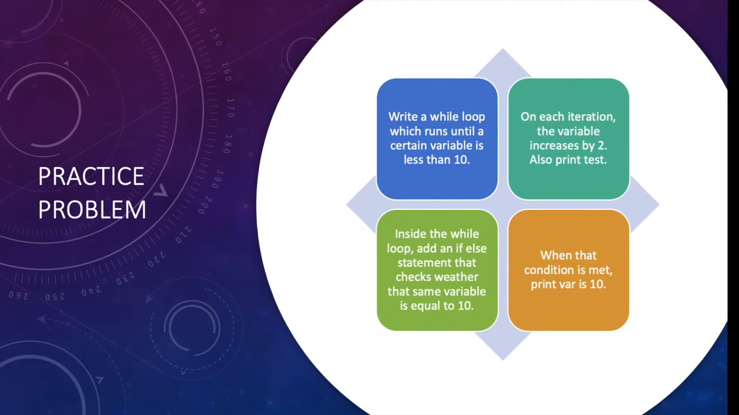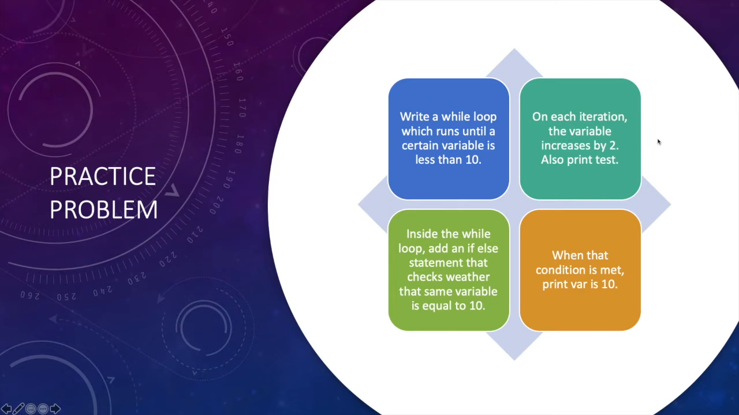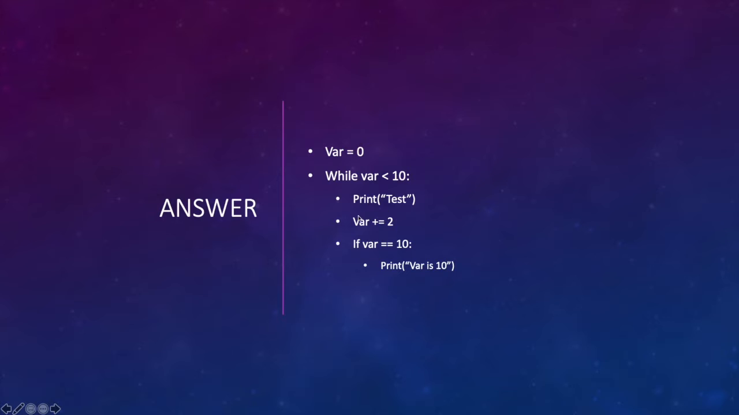Last class we left off with this practice problem. You can read it, but let's jump to the solution. We initialize a variable and set it to 0. We run a while loop, which says while this variable is less than 10, we keep on printing out test. On each iteration we increase the variable by 2, so it goes 0, 2, 4, 6, 8, 10, and as soon as that variable reaches 10 we print vars 10.